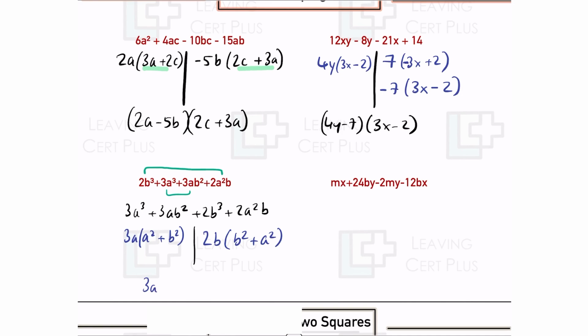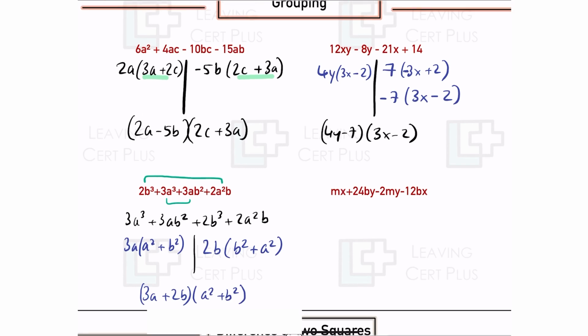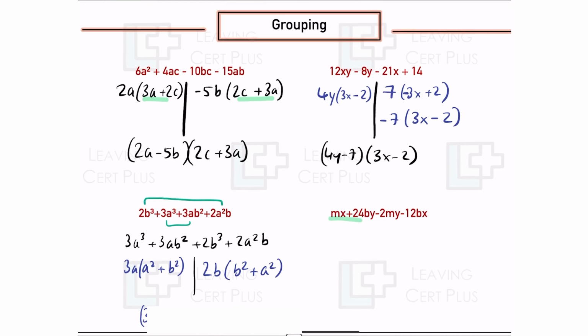So you can just say 3a plus 2b, and then in your other bracket, it's going to be a squared plus b squared. Okay, so the key change there was that we had to rearrange first. So I'd like you to try this question. You're going to have to rearrange that first. Okay, so with this one, hopefully you got to give it a go.